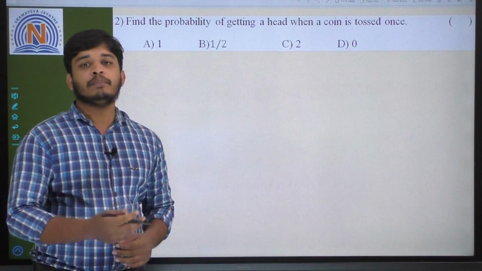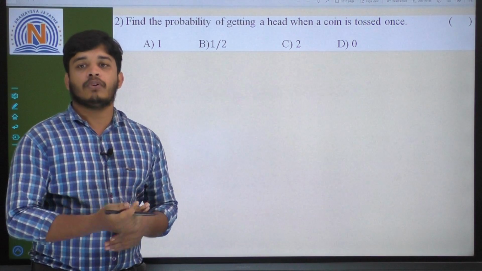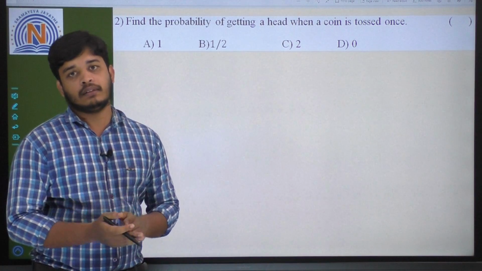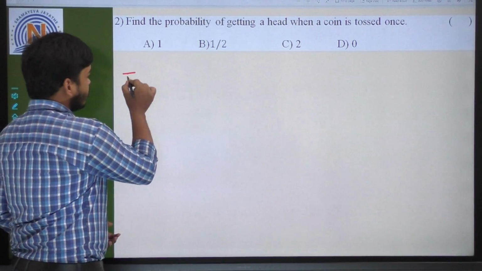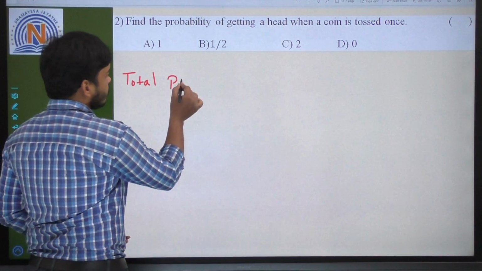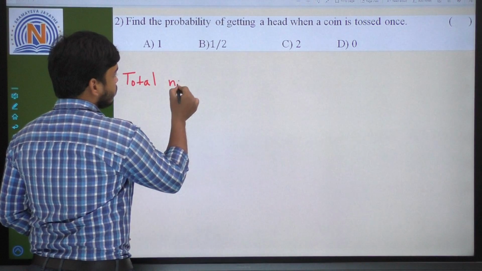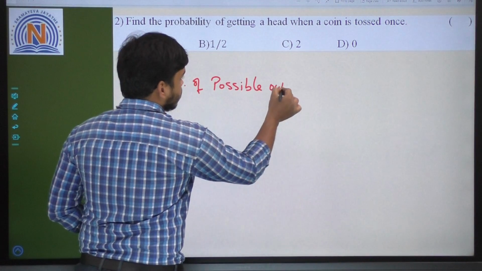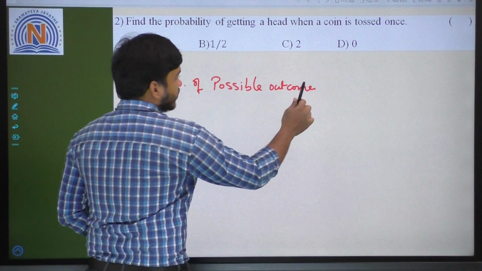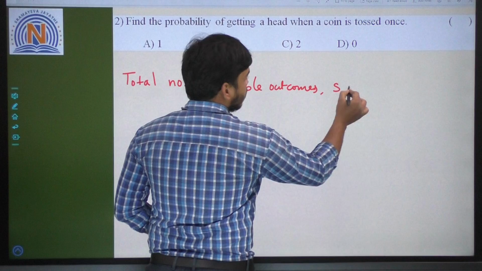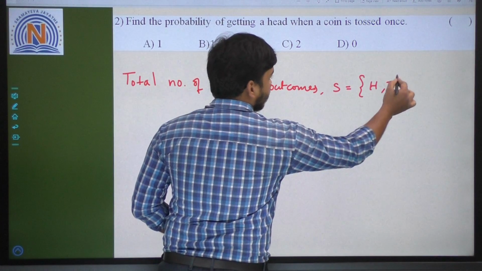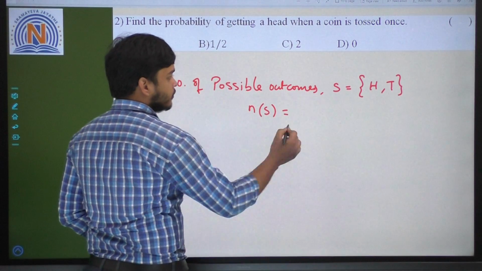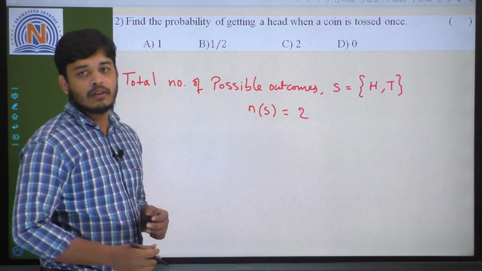Now the next problem. In the second question, find the probability of getting a head when a coin is tossed. When a coin is tossed, how many outcomes are we getting? Head and tail, right? So total number of possible outcomes. Here if you see, the sample space is equal to head and tail, right? So n of S, it means the total number of outcomes, is 2.